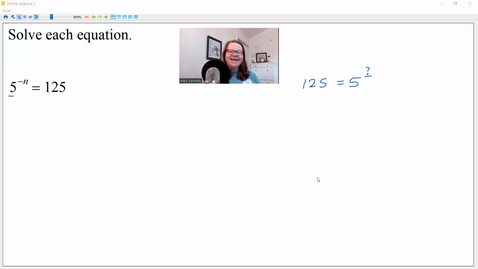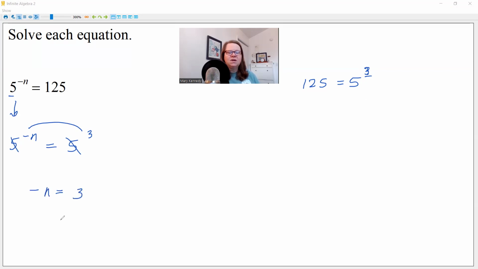Okay, so now if we can write it as 5 to the third, then we can make this a much simpler problem. So I'm going to bring down 5 to the negative n, and I'm going to change 125 to something it's equal to, which is 5 to the third power. Since our bases are the same, that means the exponents have to be equal. So we can kind of ignore the bases for now. We're just solving for n.